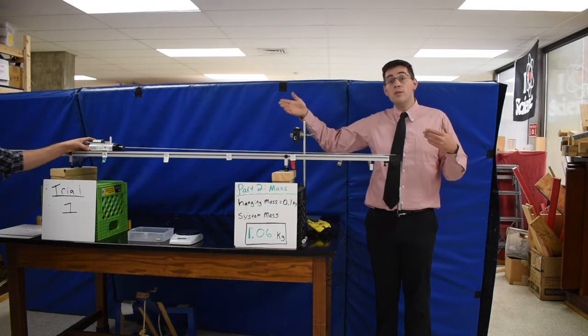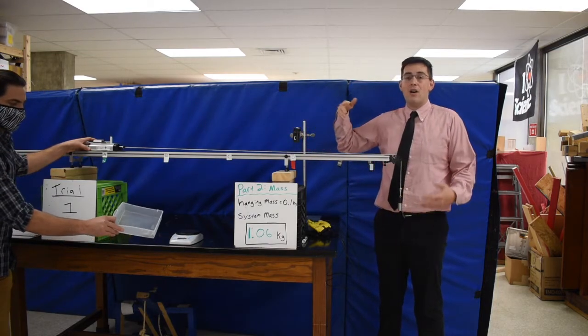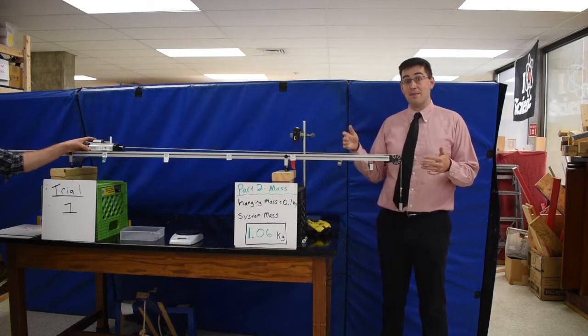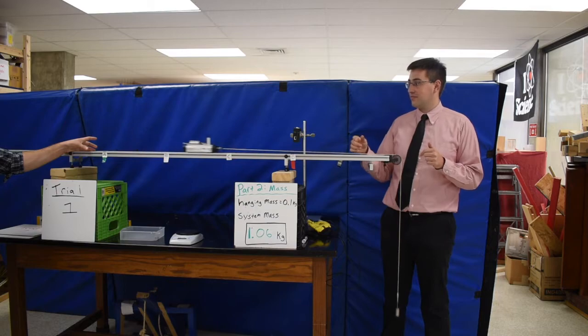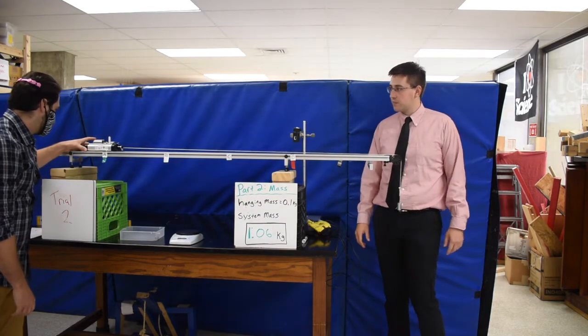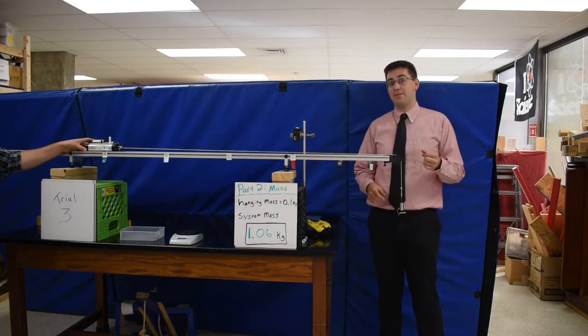So now we've removed some mass from our system by removing some from the cart. And now our total system mass is 1.06 kilograms. Trial one. Trial two. Trial three.